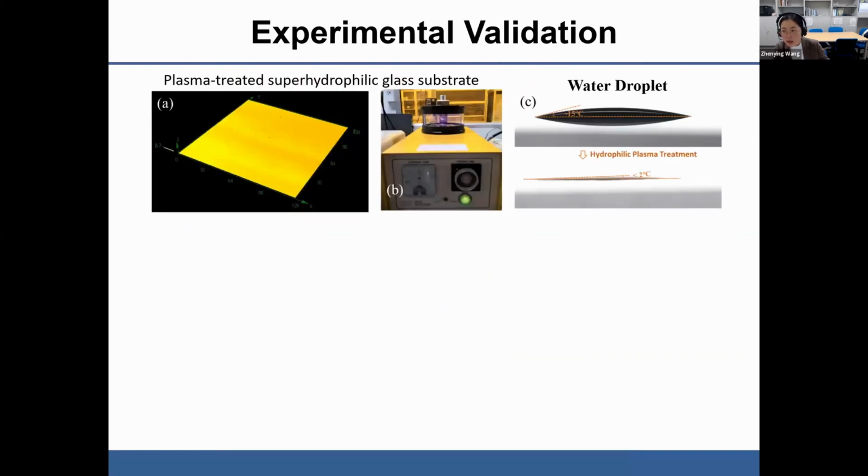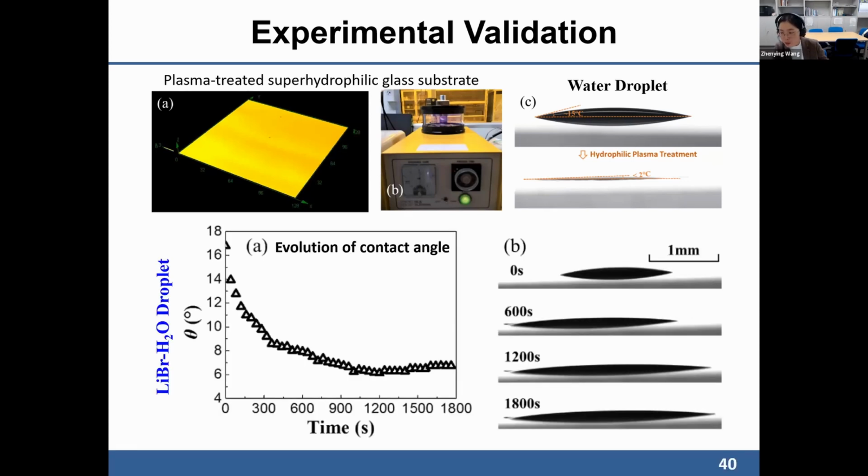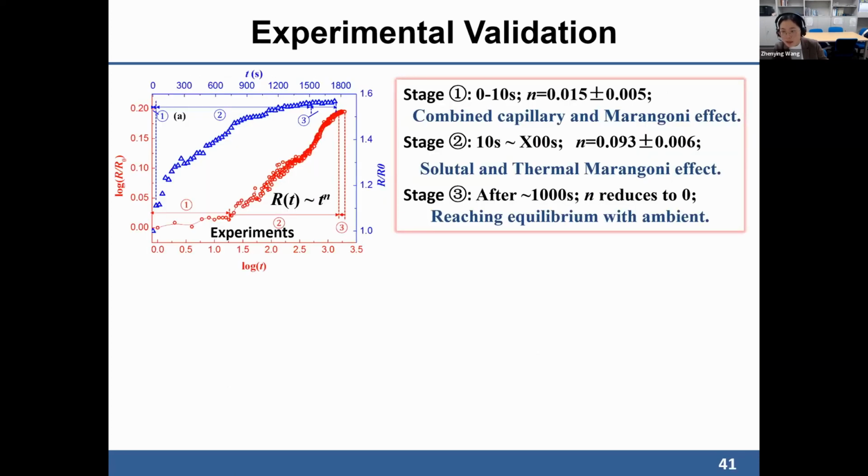Again, on the spreading dynamics of this saline solution droplet, we also did some more experimental verifications. Especially as I mentioned, we are using a lubrication type model, so we need to treat the substrate with plasma treatment to make it super hydrophilic. Then we did some spreading tests on the droplet. Based on the experimental results for this special type of saline solution droplet, we divide the spreading into three stages.